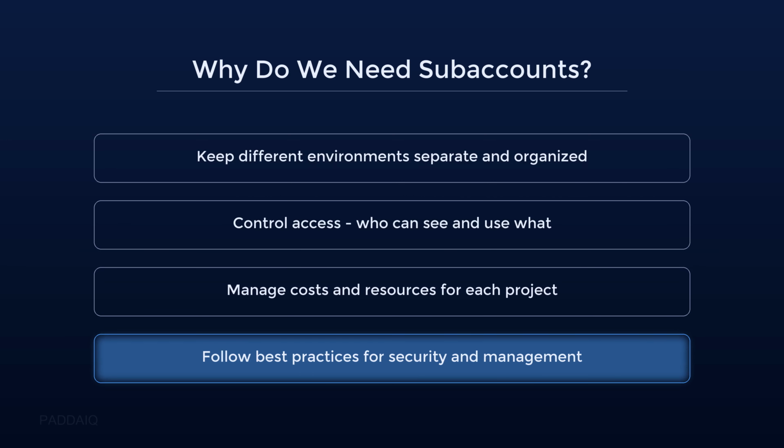Follow best practices for security and management. This means organizing your resources properly to control access and prevent unauthorized changes. For example, you can create separate sub-accounts for development and production teams, ensuring developers cannot accidentally modify live production systems. This structured approach keeps your applications secure and running smoothly.